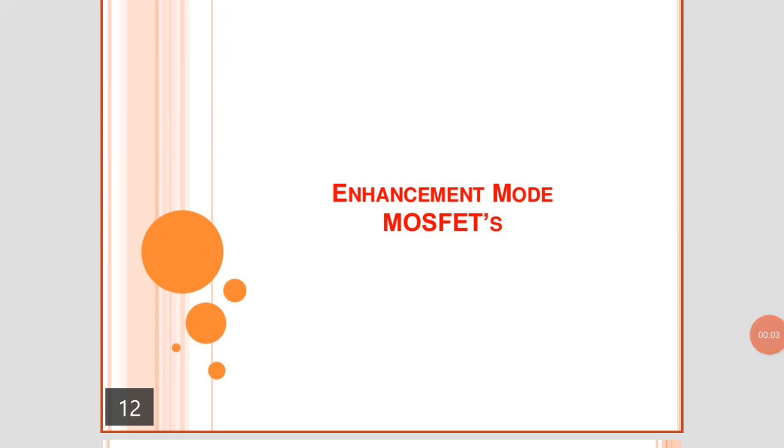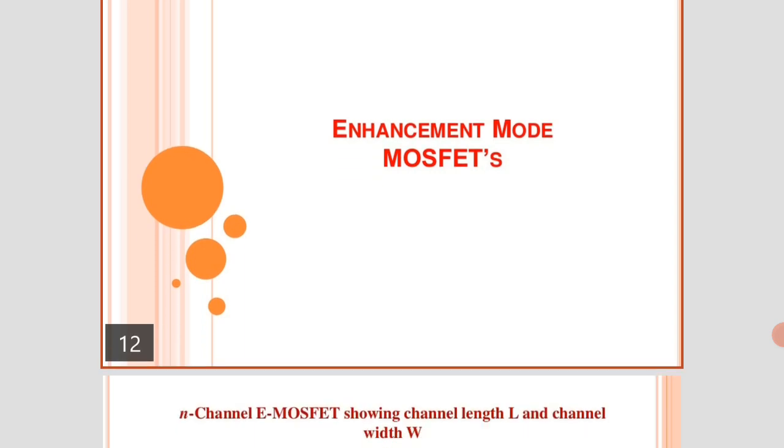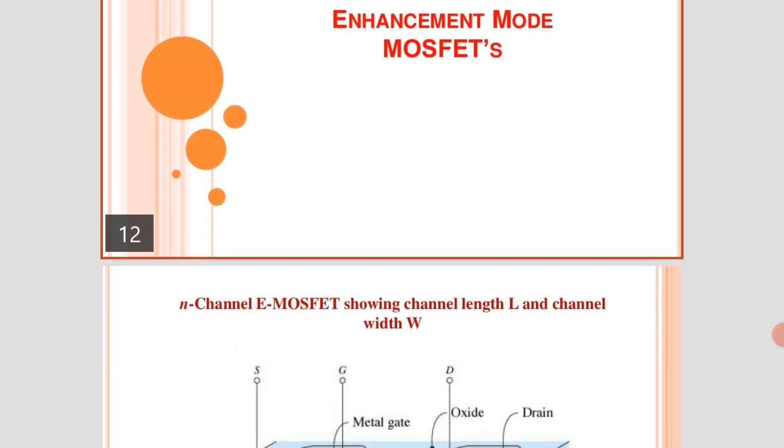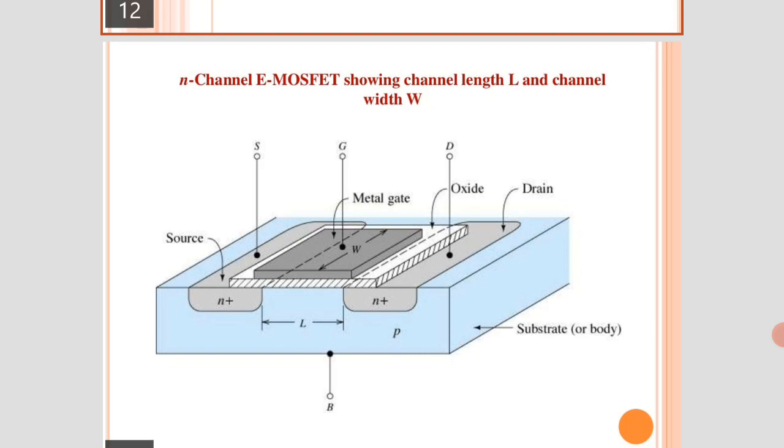Hello to all. Now we see a video topic for enhancement mode MOSFET, metal oxide semiconductor field effect transistor, E-MOSFET. There are two types of E-MOSFET. First is N-channel E-MOSFET, second is P-channel E-MOSFET. So now firstly we see the first, N-channel enhancement metal oxide semiconductor field effect transistor.